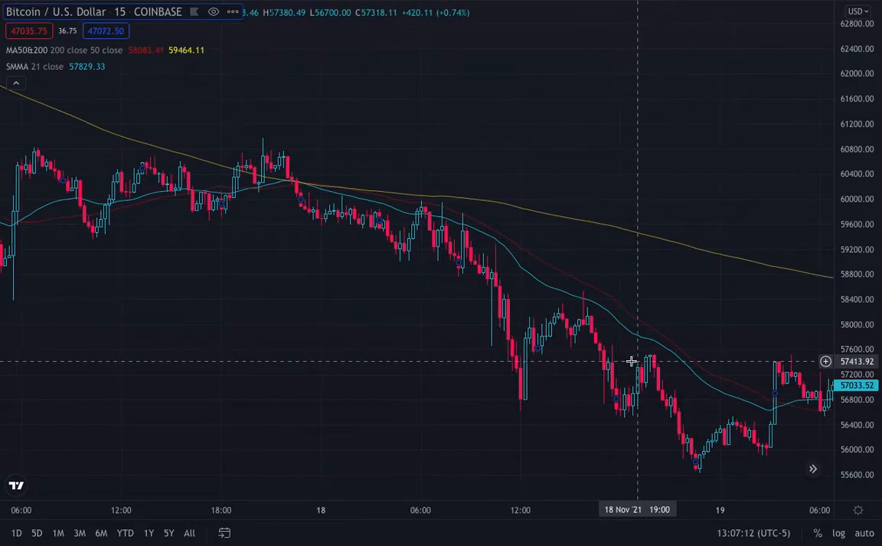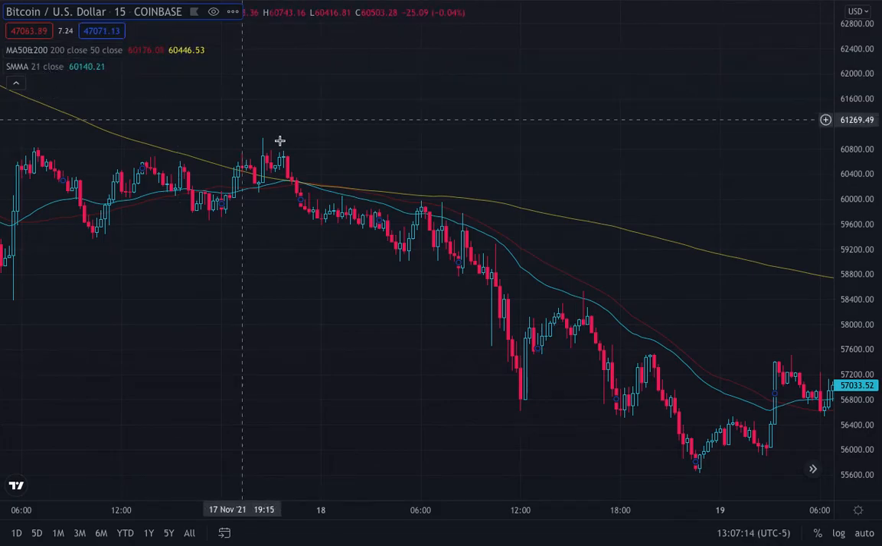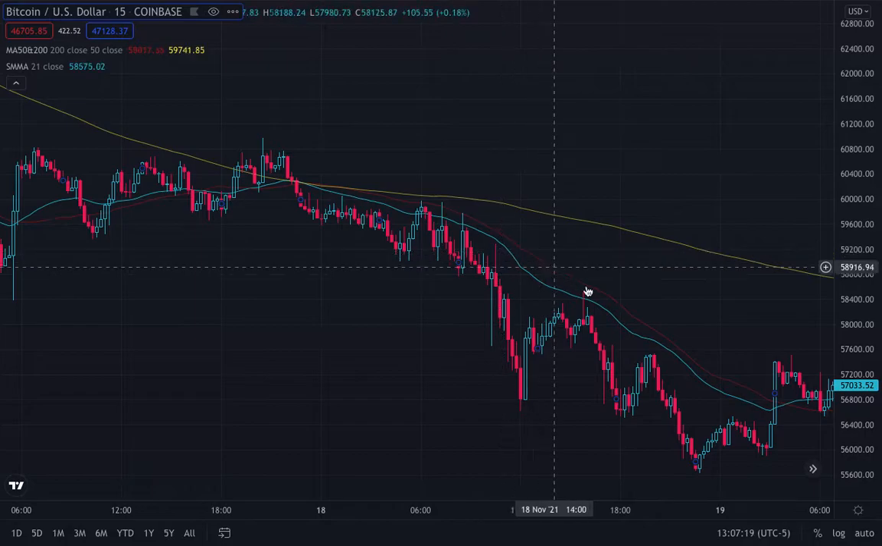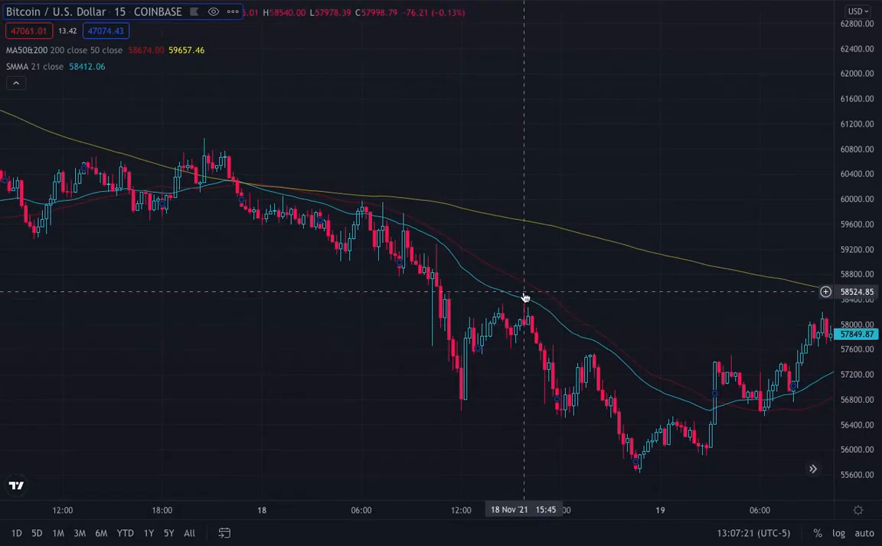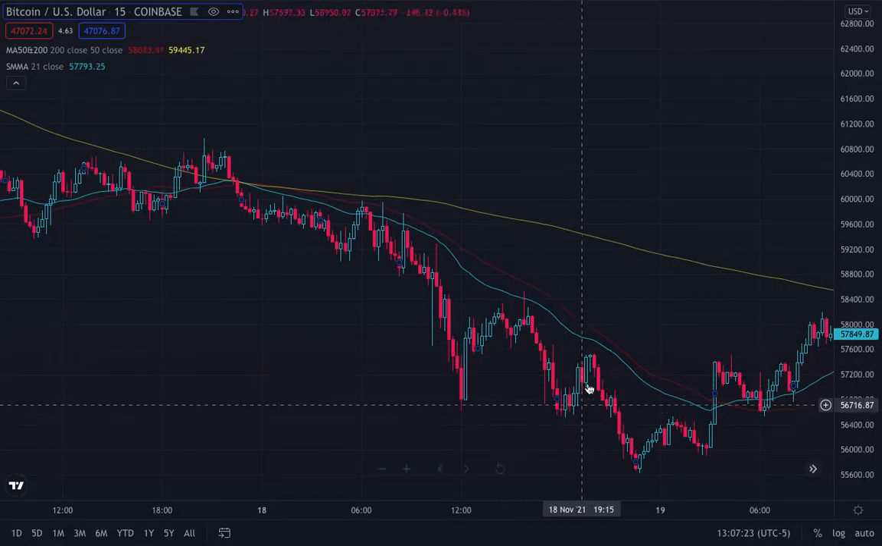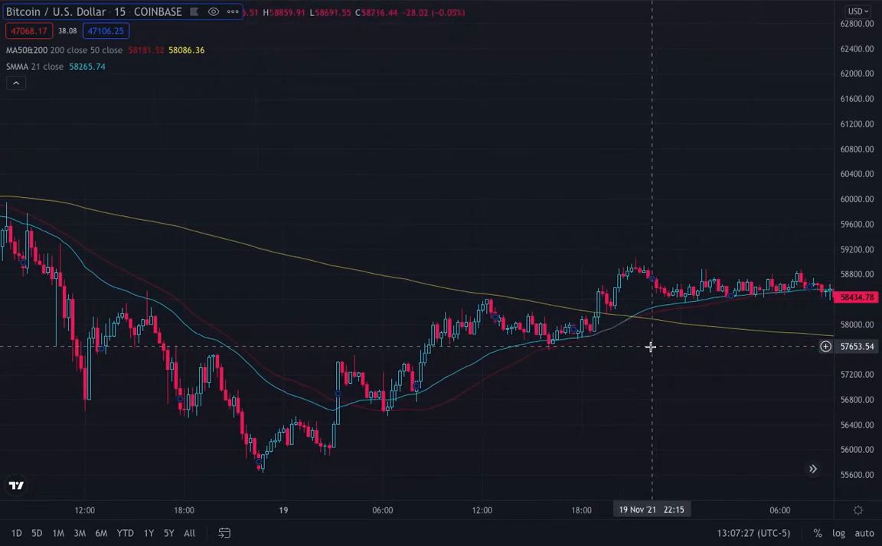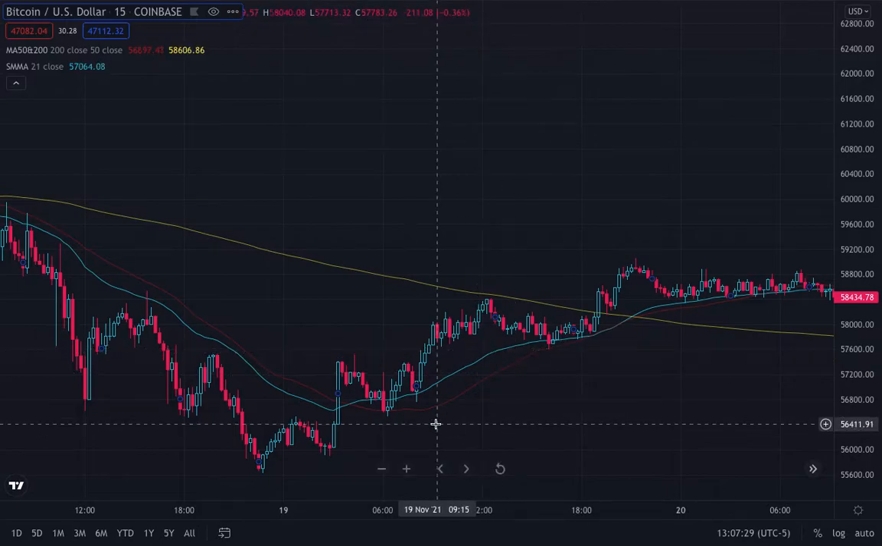Scalping. So the 50 and the 21. And you're looking for this. You're looking for massive wick rejections off of these SMAs in order to take buys or sells. Basically utilizing them as support or resistance.